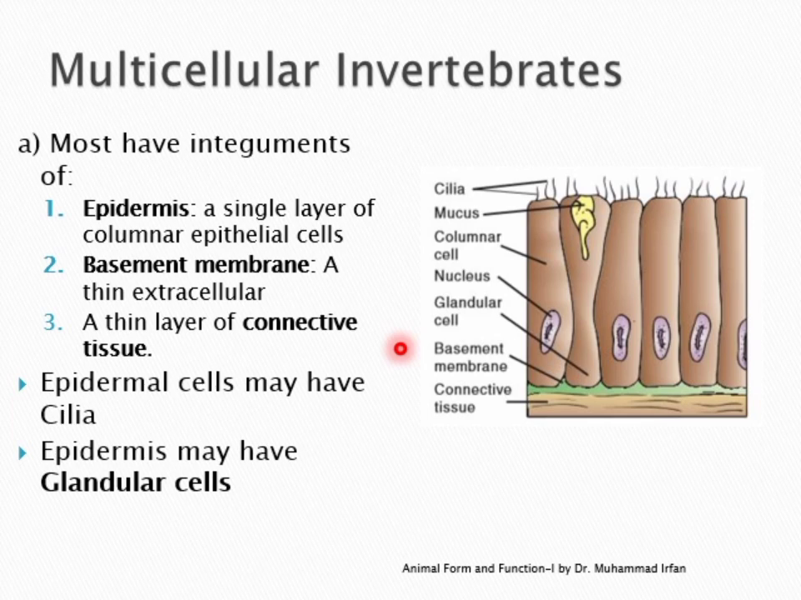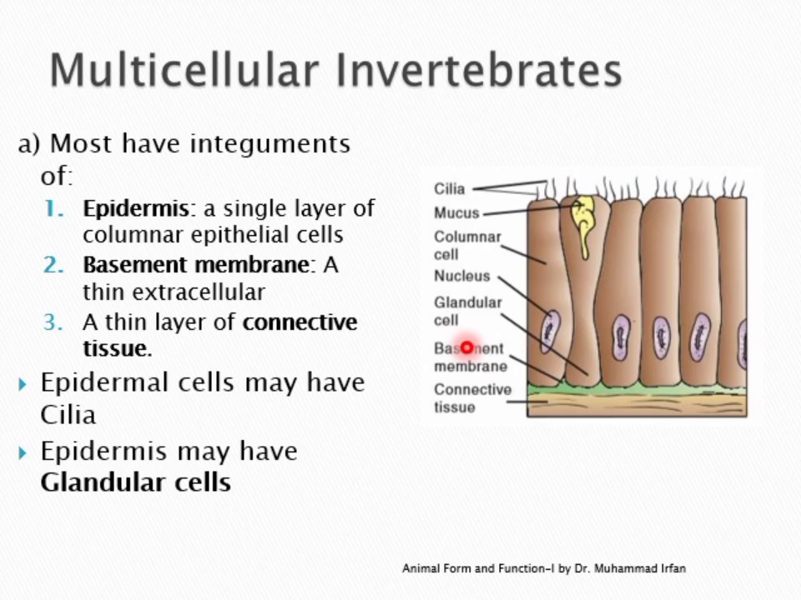So there are three types of epithelium on the basis of their cell shape. They could be cuboidal, columnar, or squamous. Here we can see these are the columnar cells. These cells could be in a single layer or in multiple layers. If they are in a single layer, we say it is a simple epithelium. So it could be a simple columnar epithelium, a simple cuboidal epithelium, or a simple squamous epithelium.